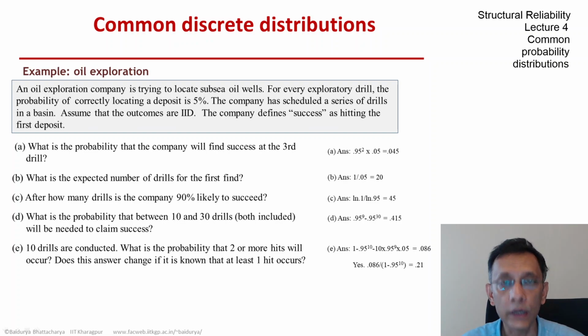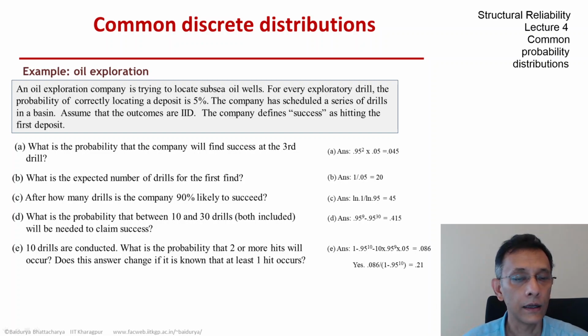Now, it does matter if at least one hit is known to have occurred, so it does change. It's now a conditional probability. So the numerator is still 2 or more hits because it's the intersection, and the denominator is the probability of 1 or more hits. So the numerator is still 0.086 as we found before, and in the denominator we put the probability of 1 or more hits, so it's 1 minus the probability of no hits, so the final answer comes to 21%.